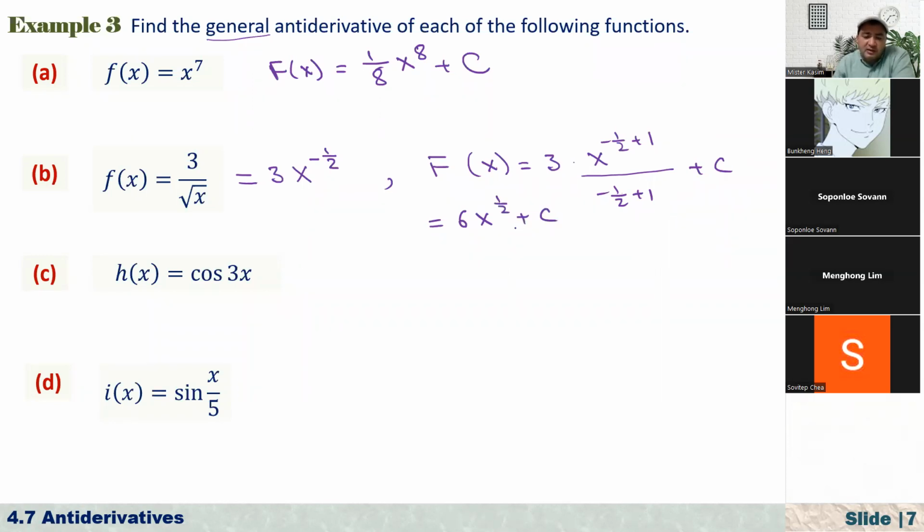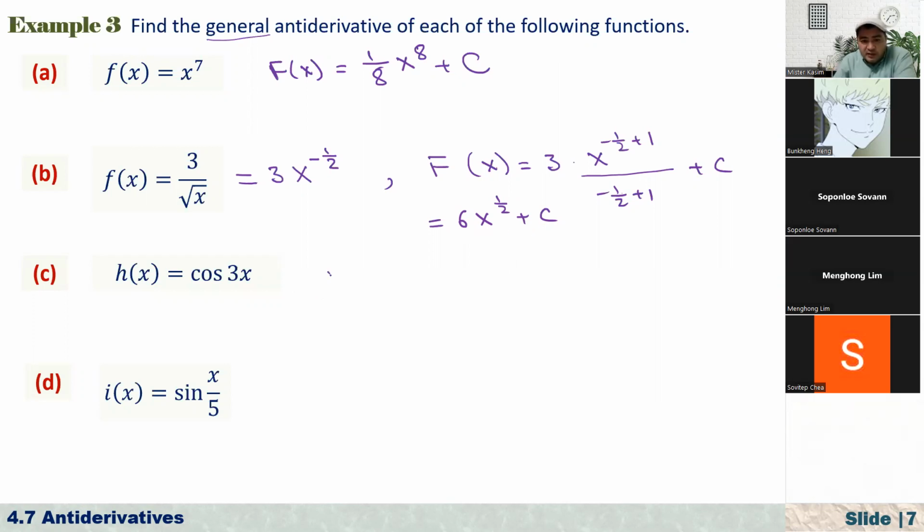Or you can also write this in root form: 6 times square root of x plus c. Now see here, if you differentiate this function, 1 over 2 comes to the front, 6 times 1 over 2 is 3, 3 times 1 over square root of x plus, actually it's just 0.